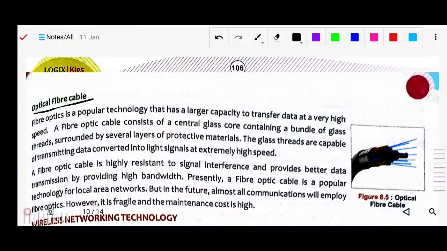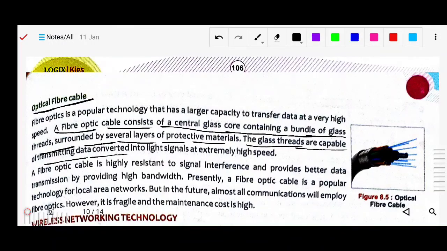Optical fibers. Optical fiber is a popular technology that has a large capacity to transfer data at a very high speed. This is again an advanced version of the cables. Here you can transfer much faster as compared to the earlier types of cable we have seen, like Ethernet cables and coaxial cable. A fiber optic cable consists of a central glass core containing a bundle of glass threads, surrounded by several layers of protective materials. The glass threads are capable of transmitting data converted into light signals at an extremely high speed.